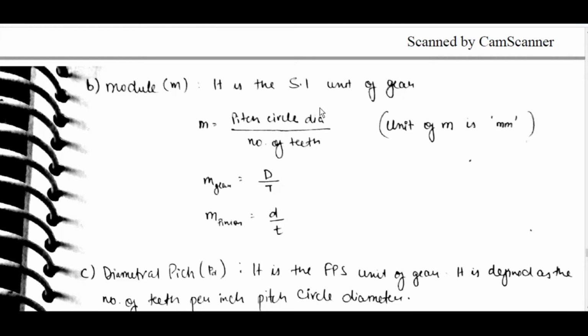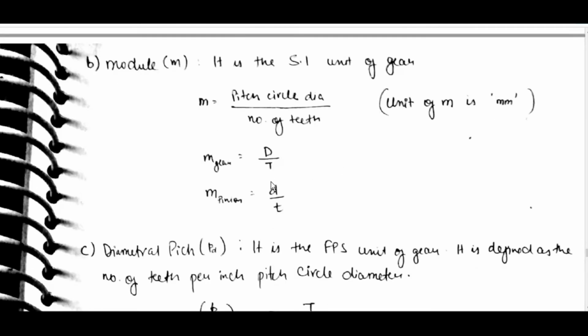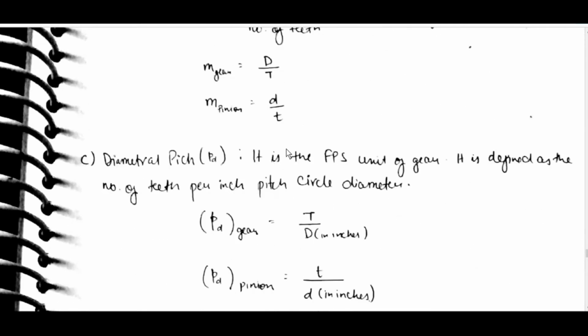Module M is the SI unit of gear. M is equal to pitch circle diameter by number of teeth. The unit of M is mm. M gear is equal to capital D by capital T. M pinion is equal to small d by small t.